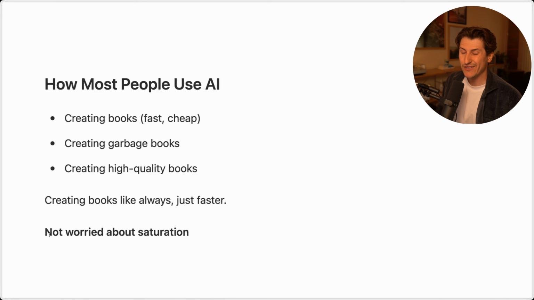Let's get into it. First things first, how most people are using AI with Amazon KDP is they're creating books, but they're doing it faster and cheaper. Some people are creating garbage books or AI slop. Some people are creating high quality books. But the important thing is that people are just creating books, like always, just faster and cheaper. And this is very important, and this will make more sense in a second.